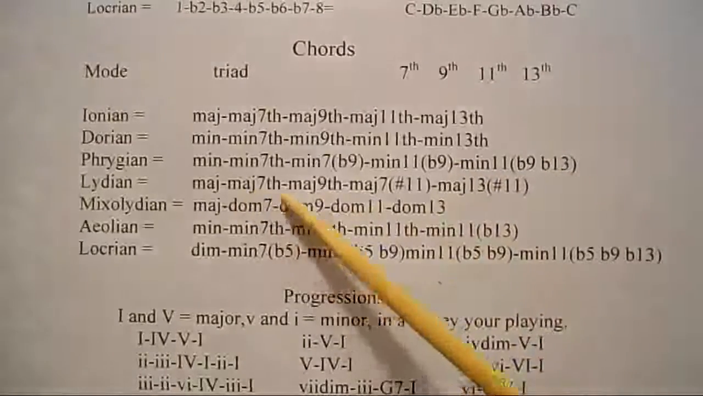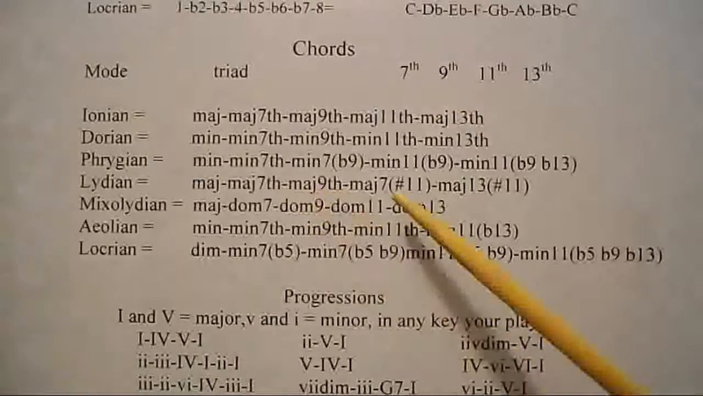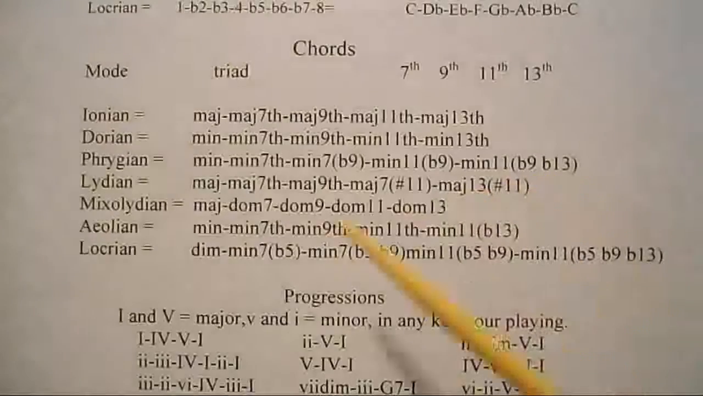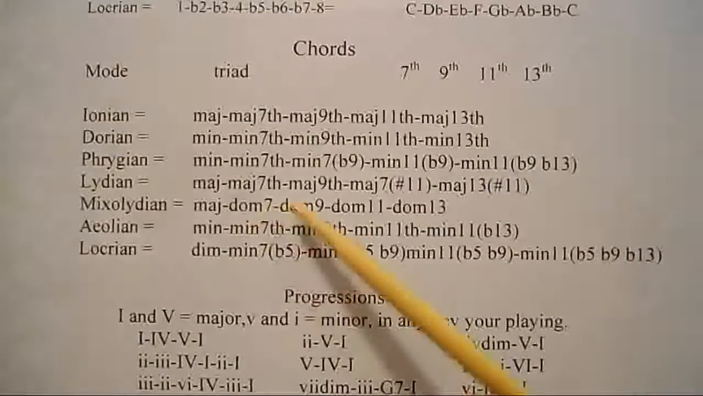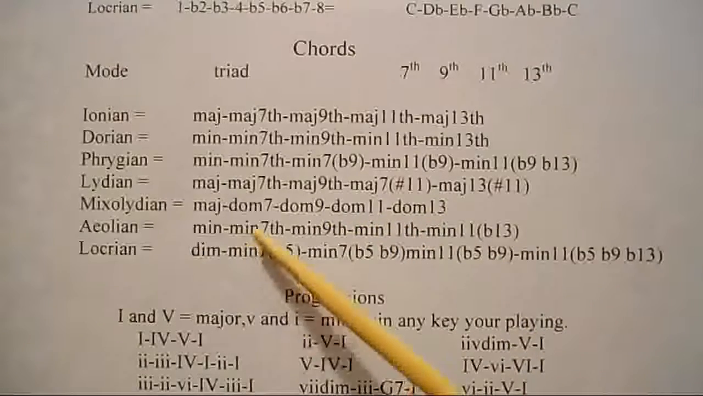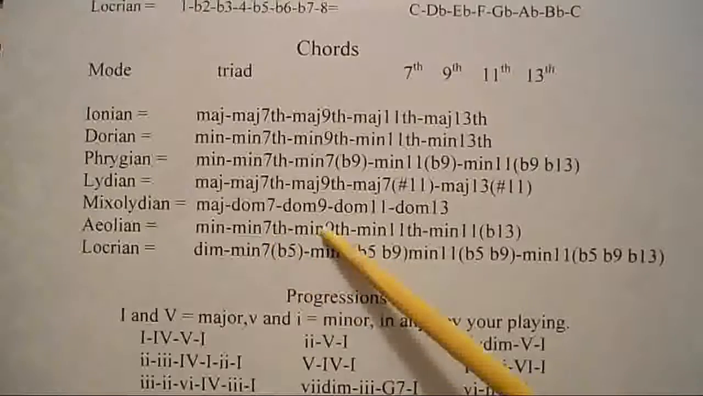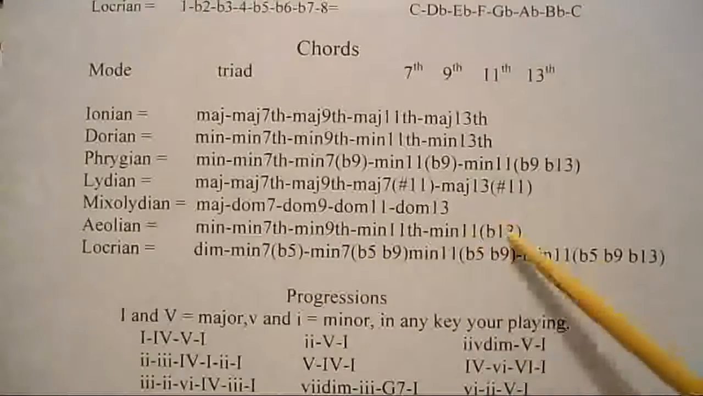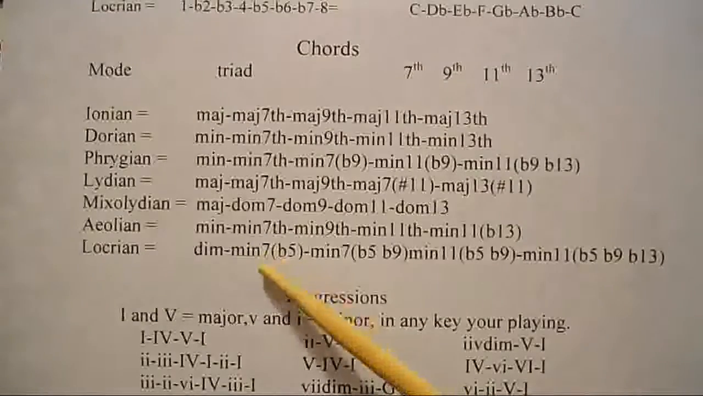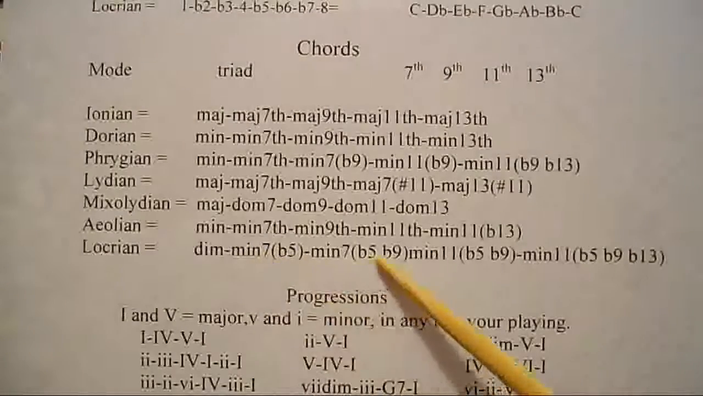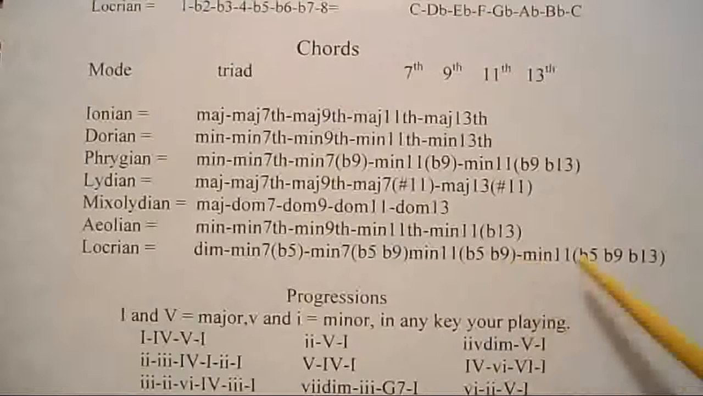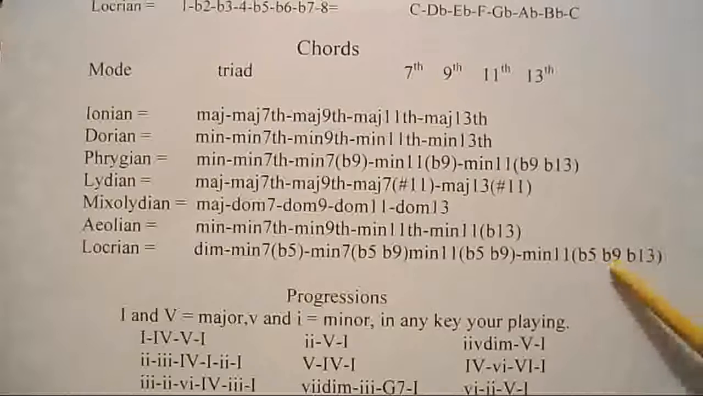The Lydian would be a major 7th you could use, or a major 9th. Major 7 with a sharpened 11th, major 13 with a sharpened 11th. Mixolydian would be a dominant 7th, dom 9, dom 11, dominant 13. Aeolian, ancient minor, would be minor 7th, minor 9th, minor 11th with a flat 13. The Locrian, half diminished or diminished, minor 7 flat 5, or flat 9, minor 11 flat 5, or flat 9 or flat 13th.